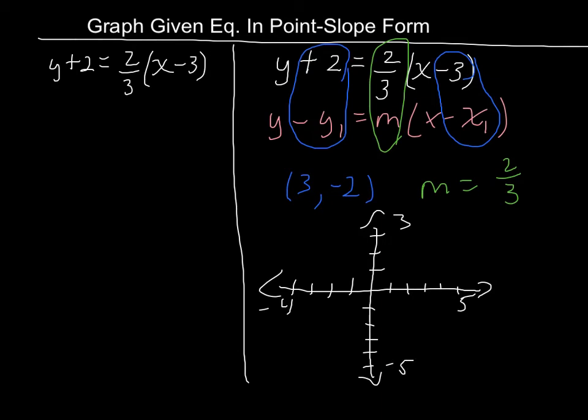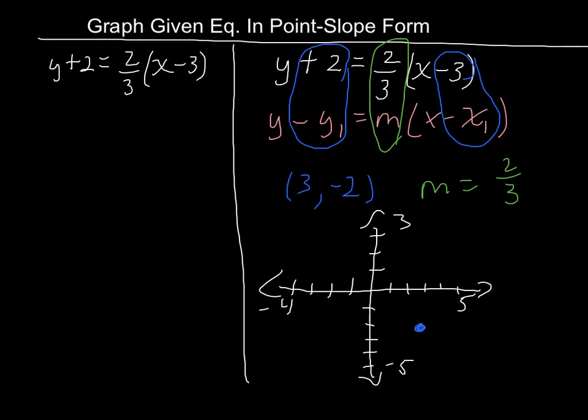Okay, so if I'm going to graph this point, what I do first is plot my point. It's not my y-intercept, but I go ahead and plot this point right here, like normal. So I say 1, 2, 3, and then down 2, right to there. Okay, so that's that first point, and then I do my slope.